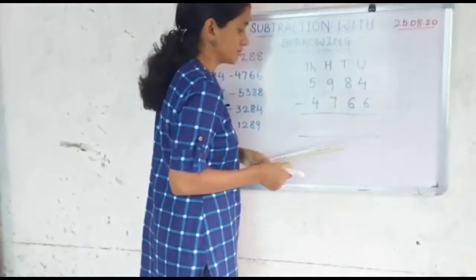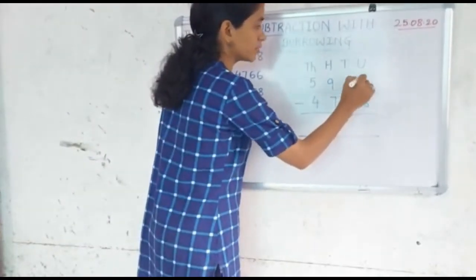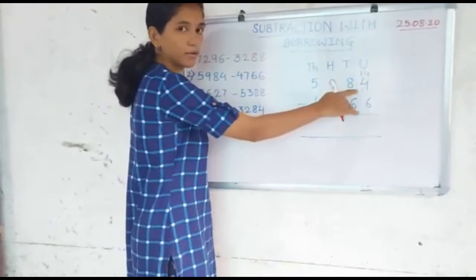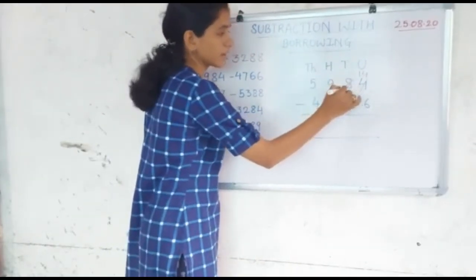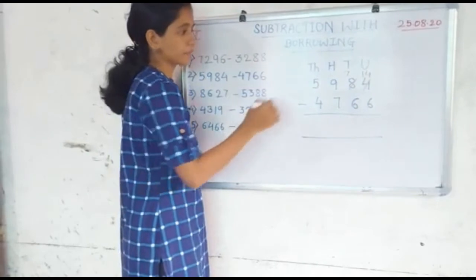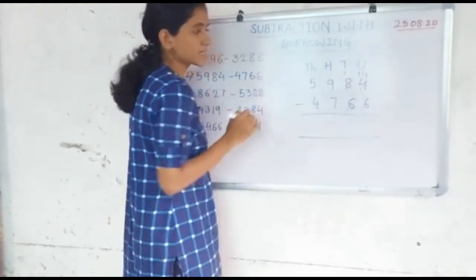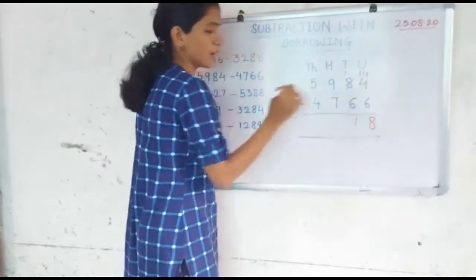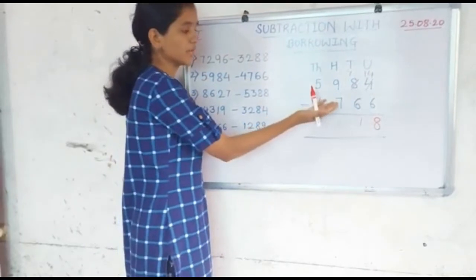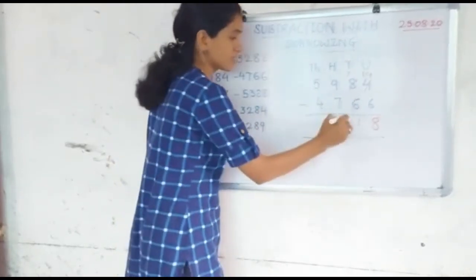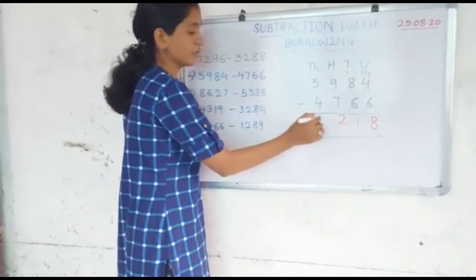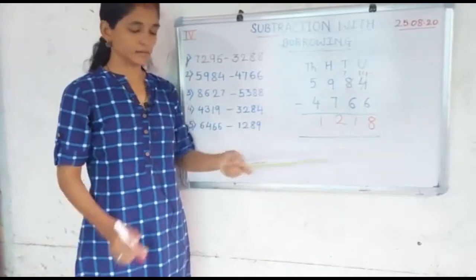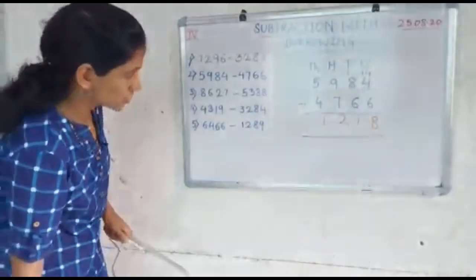So what will 8 do? 8 will give one number to 4, so it will become 14. Now 8 has given one number to 4, so 8 will reduce to 7. So now 14 minus 6, 8. 7 minus 6, 1. Here no need to borrow because you can easily subtract 7 from 9, that is 2. And 5 minus 4, 1. So here is the answer, 1218. Now we will take the next question.